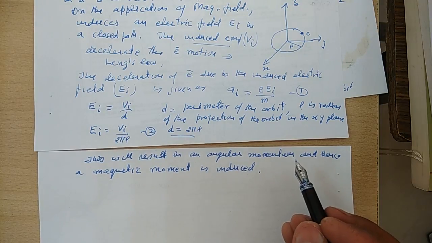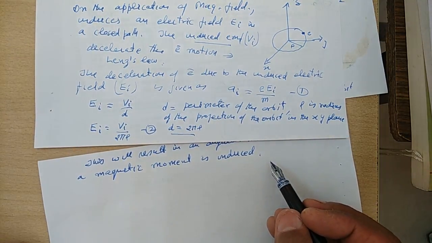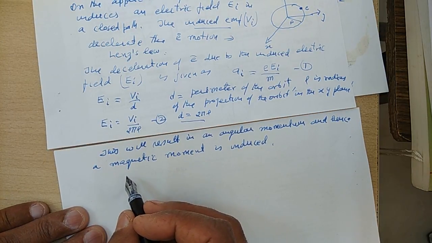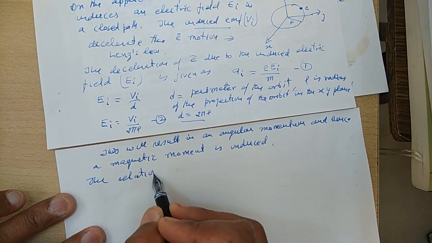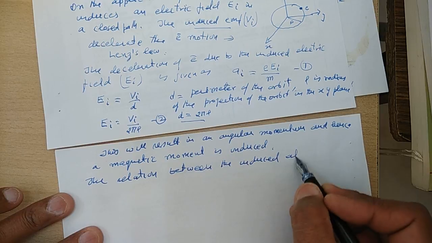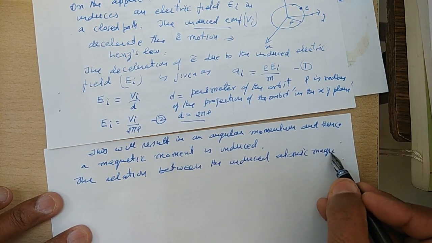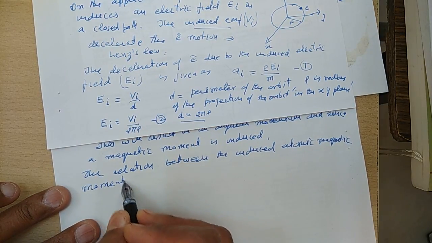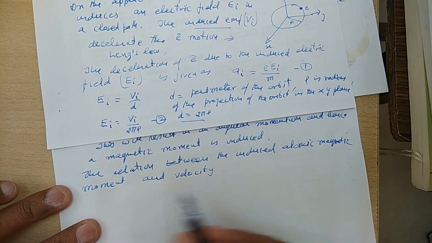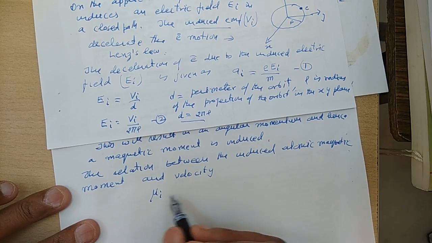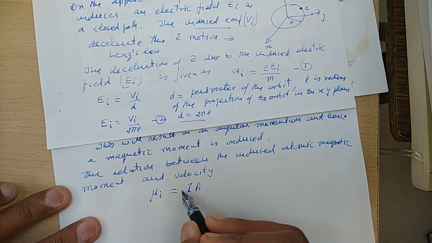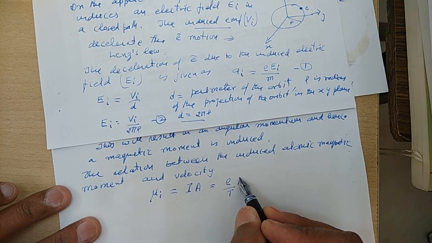Okay, so we can now write the expression for the induced atomic magnetic moment. So we can write the relation between the induced atomic magnetic moment and the velocity. Okay, so we know the expression for the induced magnetic moment, which is equal to current into area, and we know that current is charge per unit time.